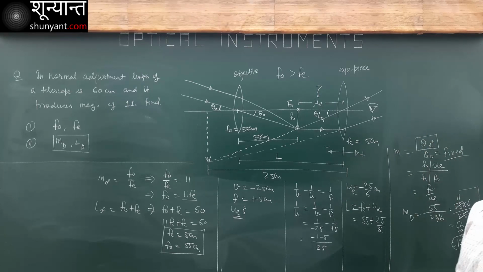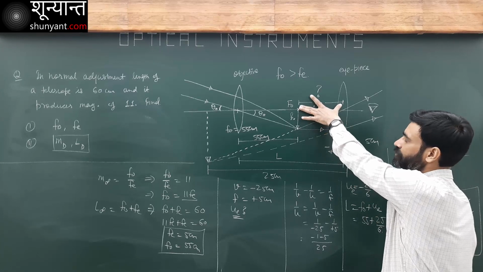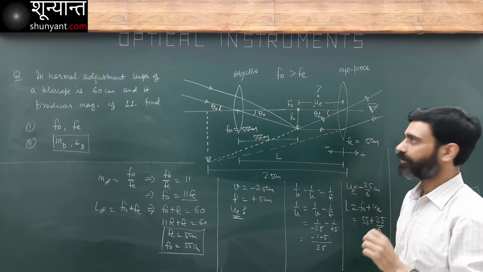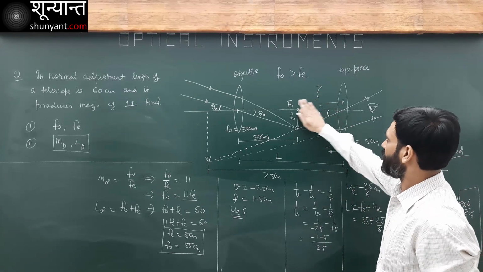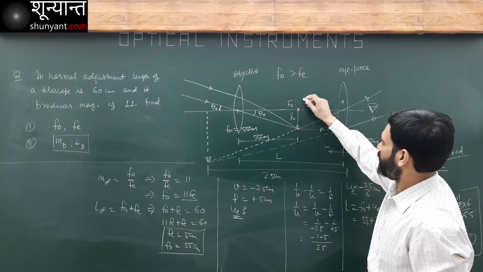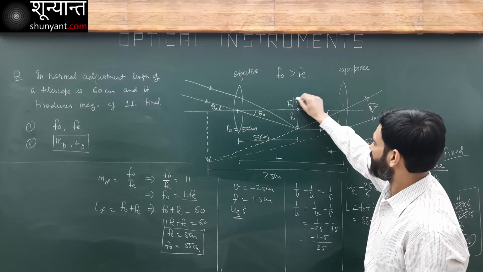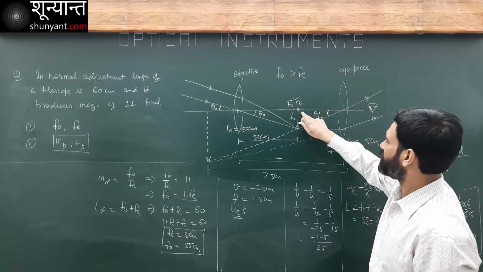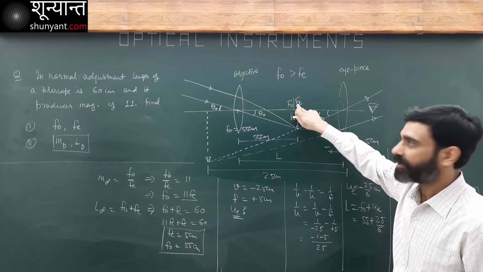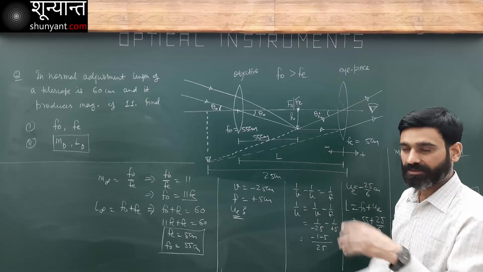In normal adjustment, this value should be equal to focal length. It is focal length. Let's say the telescope is focused in normal adjustment. That means this point here should be the focus of the eyepiece also. This point will be the focus for both lenses.